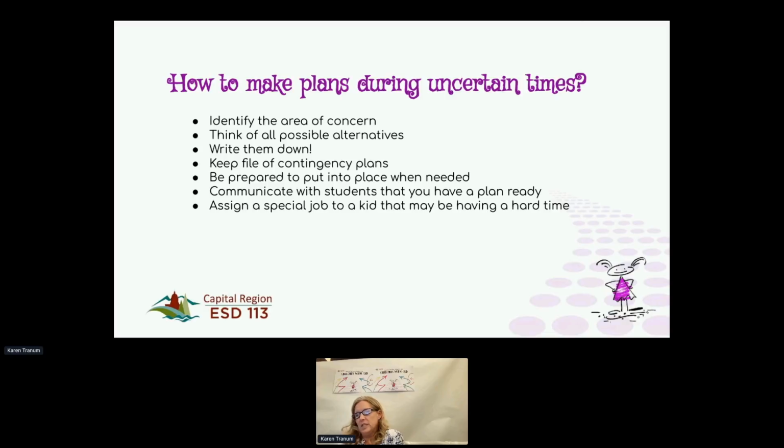There's no 6 feet in those, but think of all, identify the problem. What alternatives do you have? Write them down and keep a file, and then be prepared to put them into place when needed. Hopefully you will have time to practice before you have to make it, and communicate with students that you've got a plan, maybe even assign a special job to a kid that might have a hard time during a changing time.